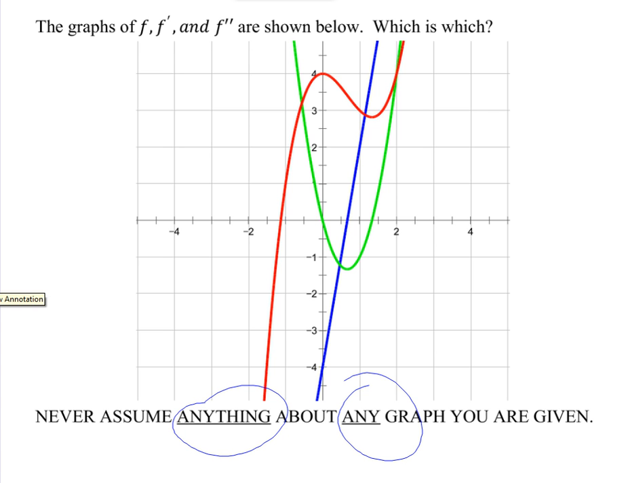The correct order here is, this is the original function, the green one is the first derivative, and the blue one is the second derivative, as you probably guessed, because you were looking at the degrees of the polynomial and you know what those graphs look like. But you have to figure out what the graph is telling you, not what you are assuming from the graph.